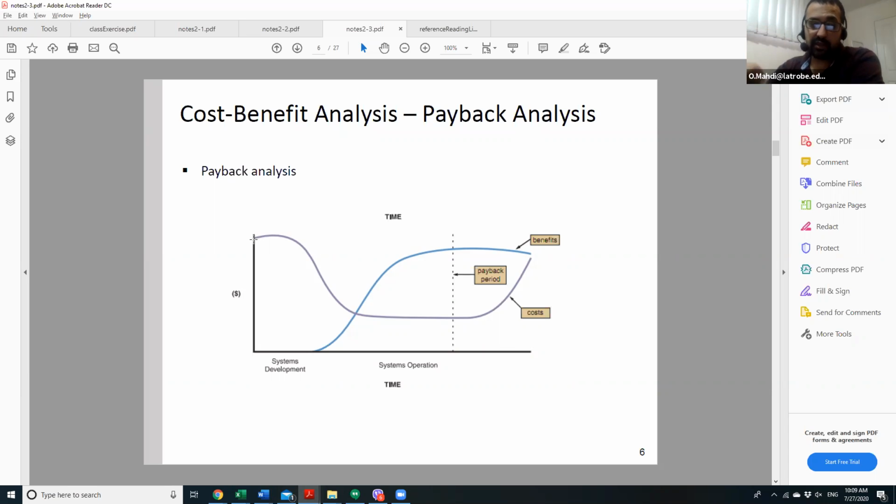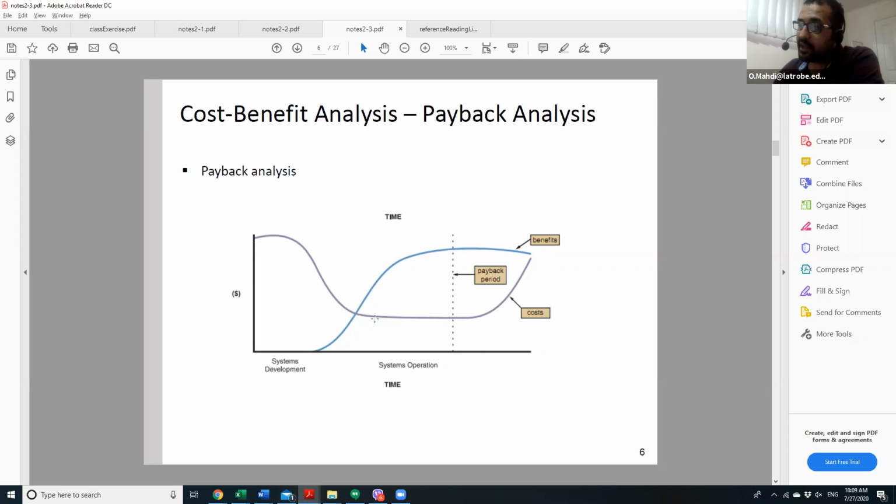This is what you will be spending to make the information system run. All right, this is the cost. So it's always starting from the top. And again, of course, the cost will go down year by year.